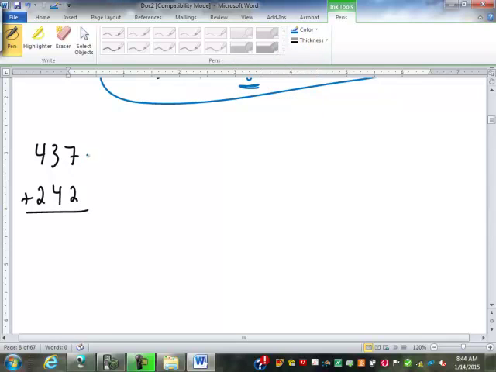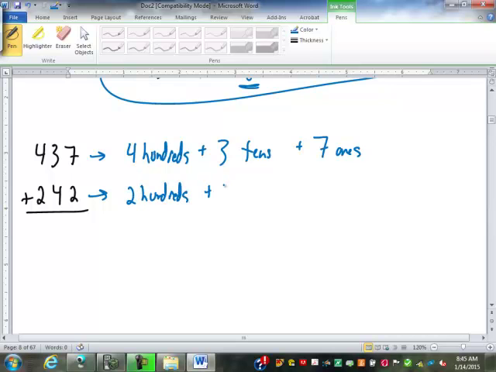Now remember, we said that those are just abbreviations, so I'm going to write them out in their full form. So 437 is going to be 4 hundreds and 3 tens and 7 ones. 242 is going to be 2 hundreds and 4 tens and 2 ones.